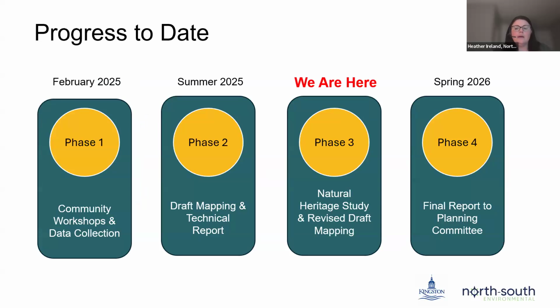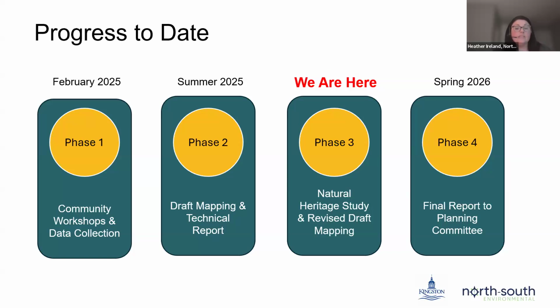So the project really began in February 2025 with community workshops with Indigenous, development and agricultural communities, as well as environmental interest groups. Followed by a summer engagement period, as I mentioned earlier, that presented the draft Natural Heritage System mapping and the draft technical report. Any input received through these consultation engagements helped refine the natural heritage system and inform policy considerations.